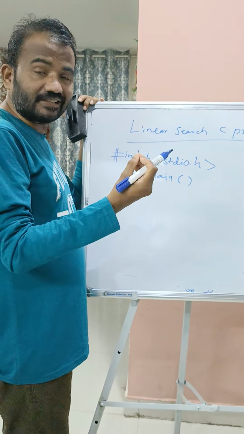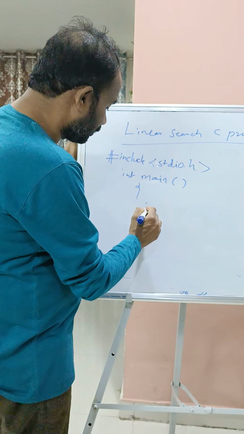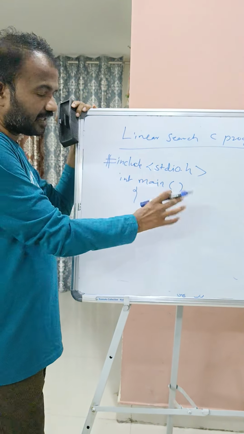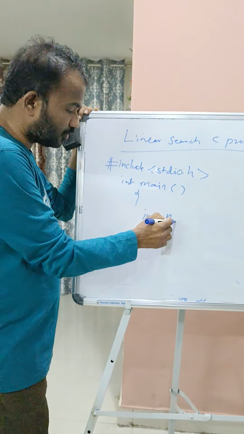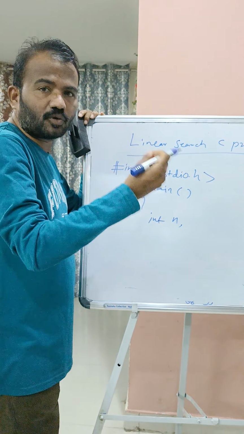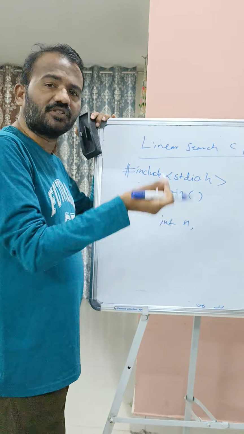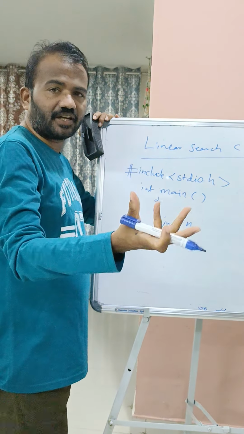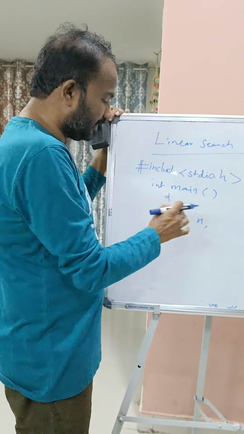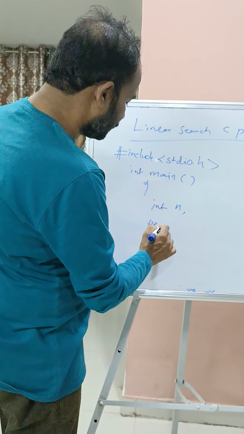So what is our first step? The first step is deciding the size of the array. Suppose I am declaring the size of the array as n. I am taking commas, not semicolons, because while writing the program we are going to take different types of variables. Whenever I take a variable, I declare it in the declaration section. So int n.